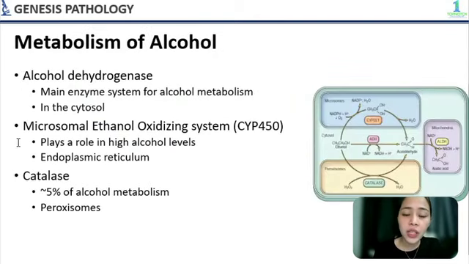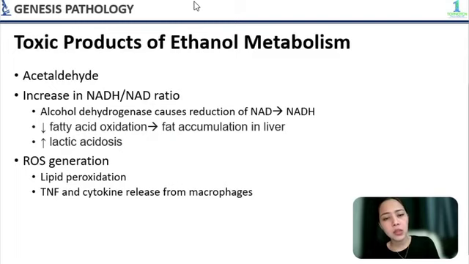So most of the alcohol in the blood is metabolized to acetaldehyde by 3 enzyme systems: alcohol dehydrogenase, microsomal ethanol oxidizing system, and catalase. Yung pinaka-importante dito is this one, found in the cytosol. Your CYP450 is active in high alcohol levels, tapos yung catalase mo maliit lang, 5%. Okay? So some of the toxic products include acetaldehyde.